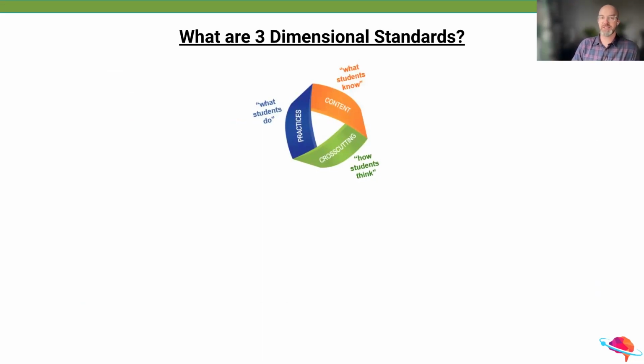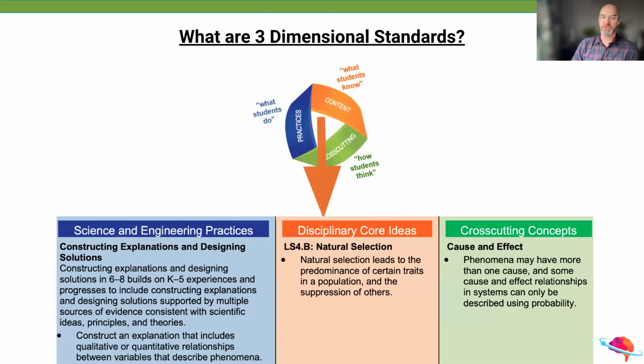So the practices, the content, and the cross-cutting concepts come together for students to do these really complex tasks and make sense of the world. They're very deliberately pulled together so that natural selection is what students know. In order for you to approach a question like this, you need to understand that there are traits that lead to success, and that those traits are often passed on, and that's a cornerstone of natural selection. In addition, students need to be able to construct an explanation.